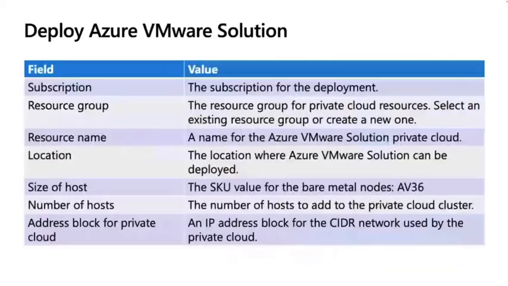Okay, so we're getting ready to deploy it now. We have a subscription. We have our resource group. We have a resource name for the AVS solution, not exceeding 14 characters. That's right. There's only one size of host, so you can't really go wrong. It's the AV36. The number of hosts, at least 3. And then your private address block that you want to be a /22.